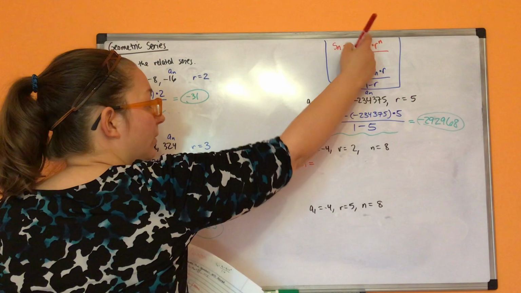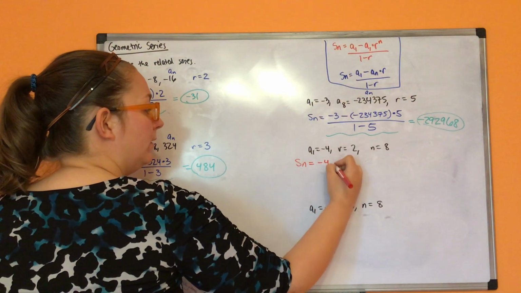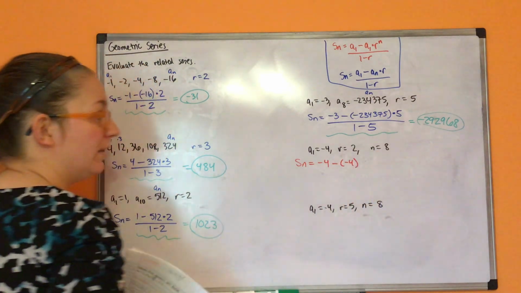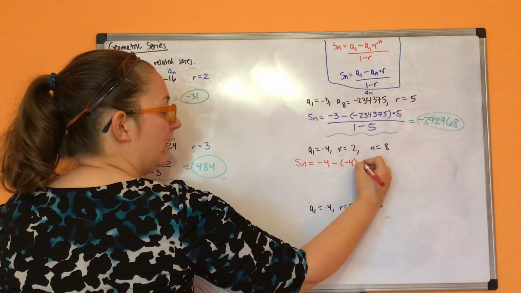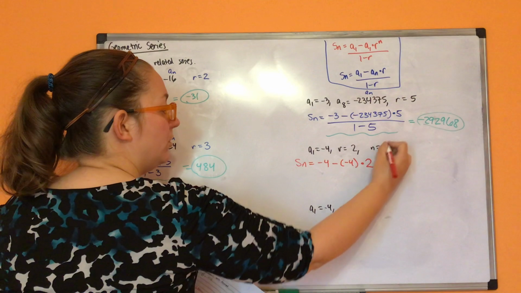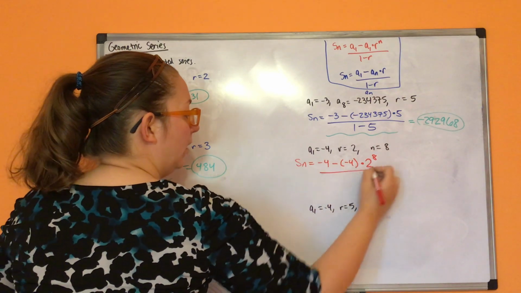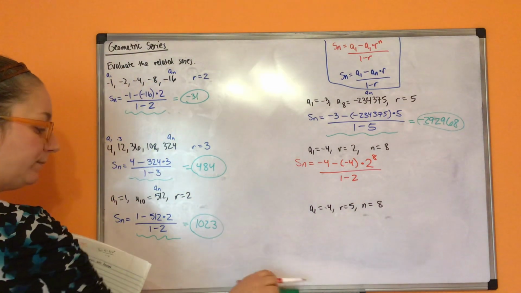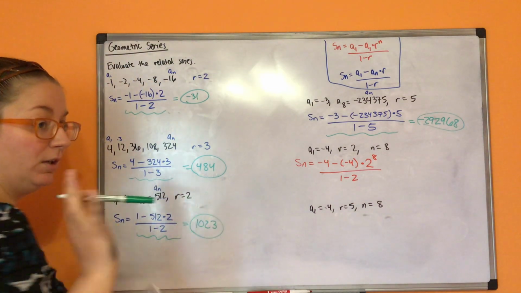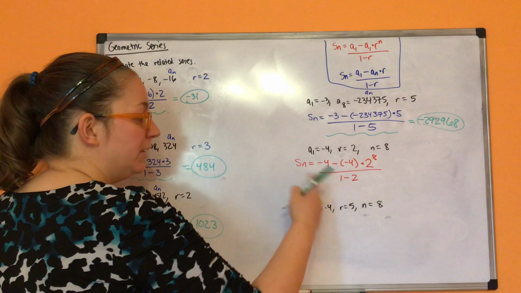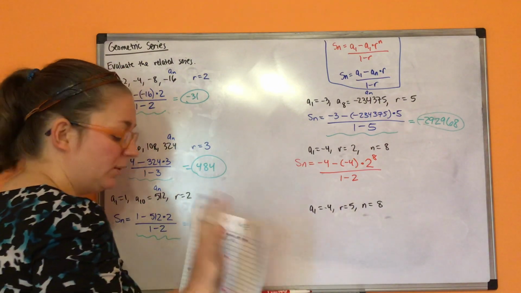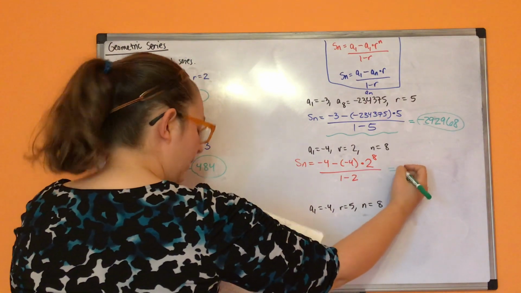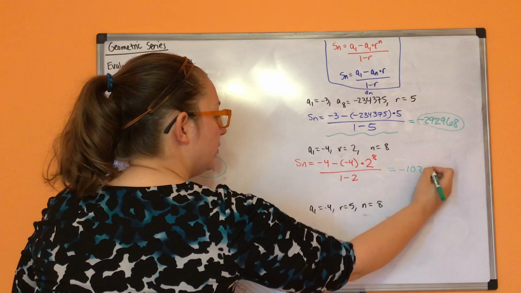Notice A1 is here twice, so it's going to be A1 minus your A1 once again. I'm going to put it in parentheses because it's negative, times R to the n, so 2 to the 8, all over 1 minus R, so 1 minus 2. Once again, from here, you can type it all into Desmos at once. Just make sure you have all your signs and exponents and everything exactly the way we have it written out. When we do that, you get negative 1,020.